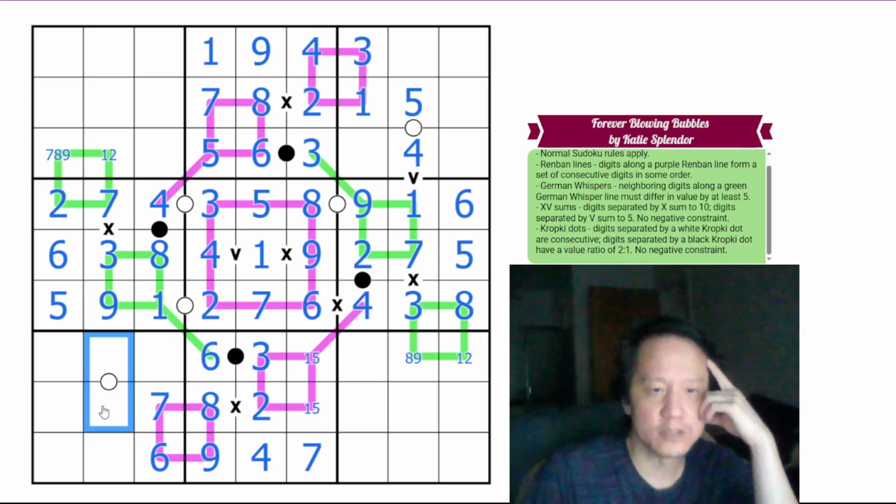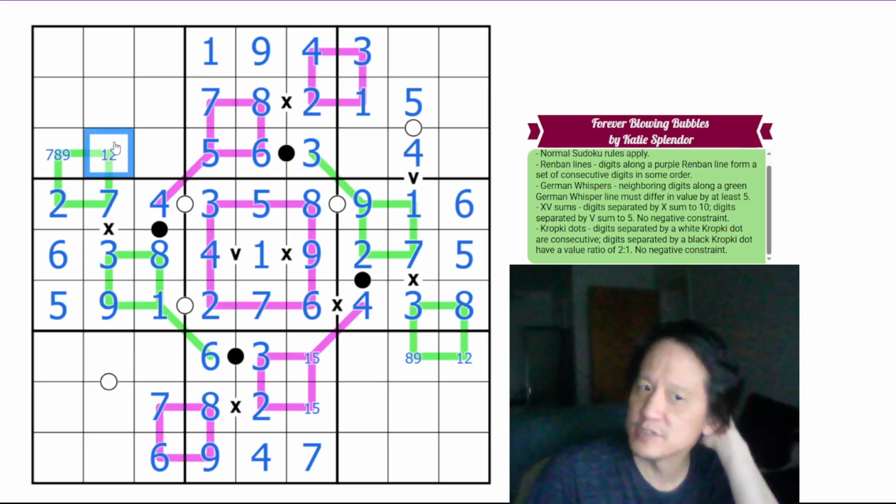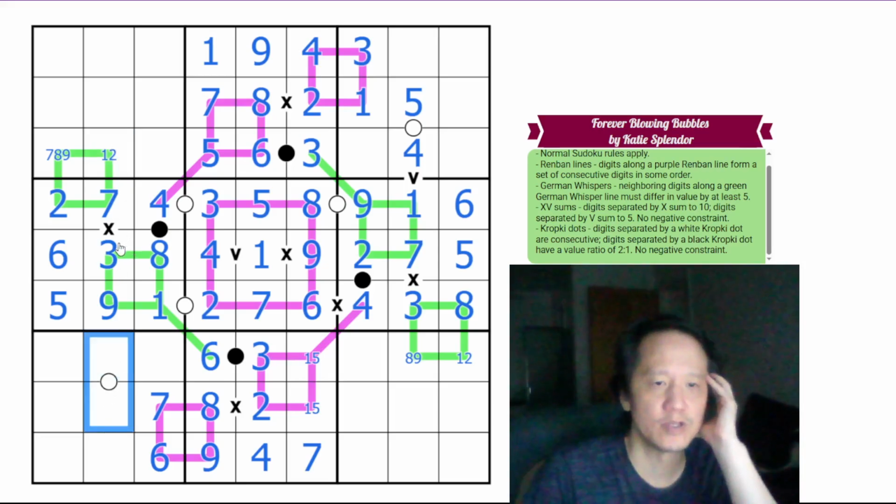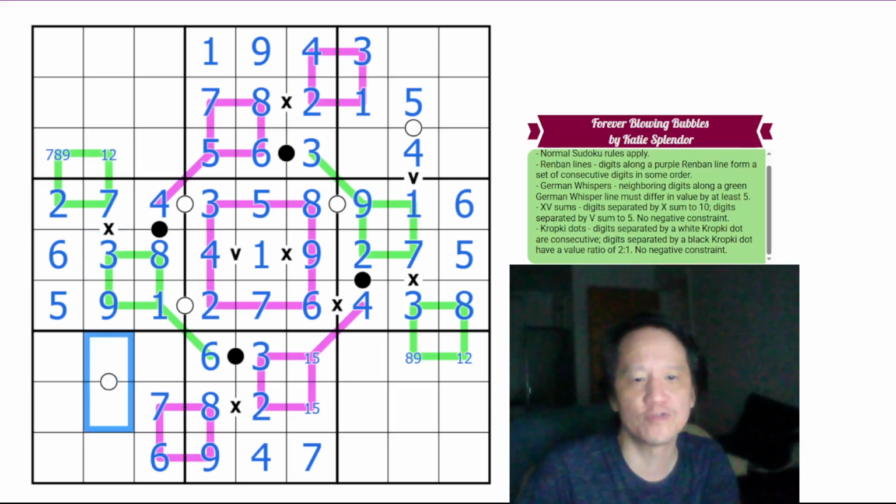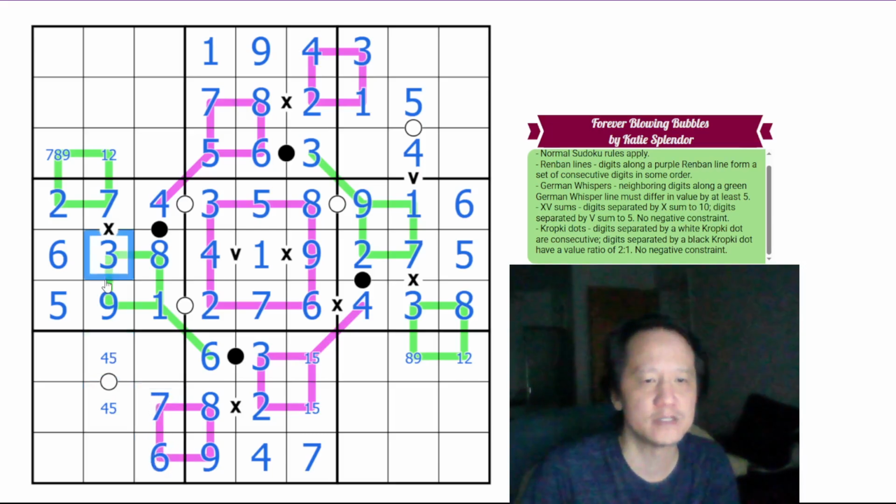These digits are consecutive. It cannot be 1, 2, because that would eliminate all possibilities for that cell there. Can't be 2, 3. Can't be 3, 4. Could be 4, 5. No 5, 6 because of the 6 already there. No 6, 7 because of the 7 in the box. No 7, 8 or 8, 9 because of the 7 in the box and the 9 in the column. So this has to be a 4, 5 pair.